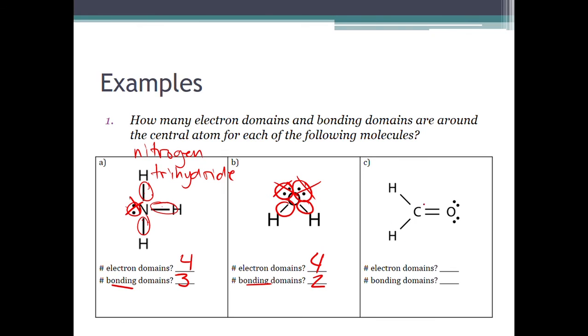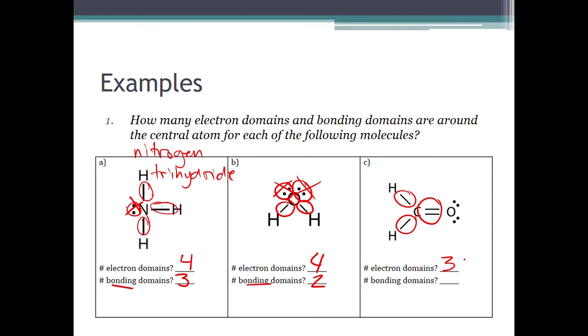And last but not least, letter C here, we've got a bond here, and a bond here, and a bond here. Yes, this is a triple bond, but remember, double, single, and triple bonds we all treat the same way. So this double bond, we're still just treating as 1 single electron domain, and we have 3 electron domains.